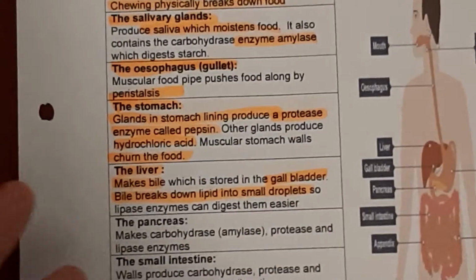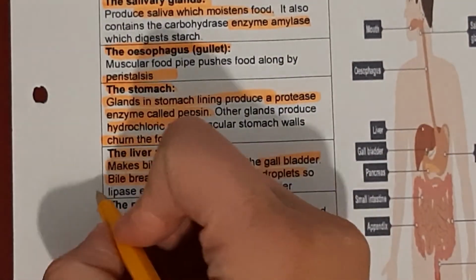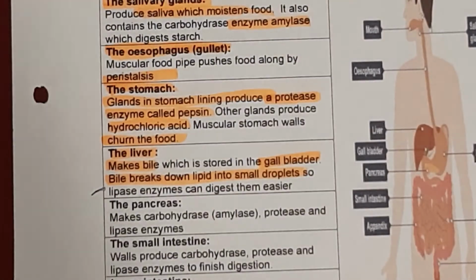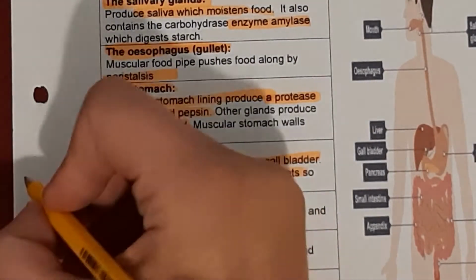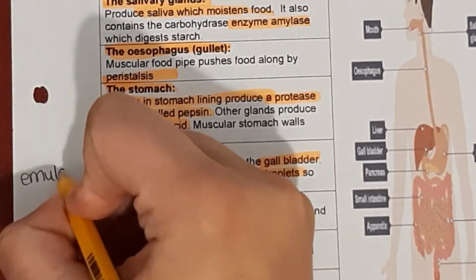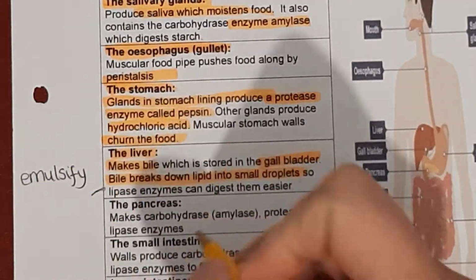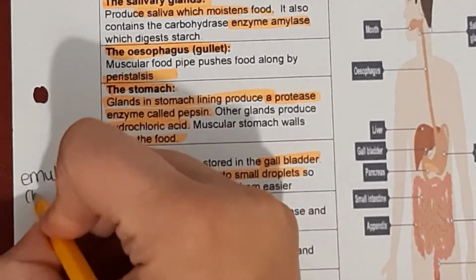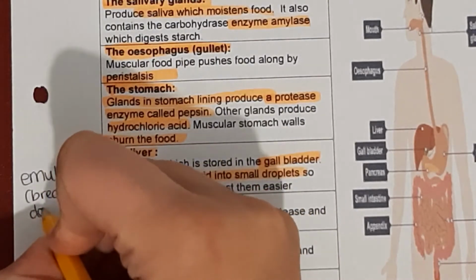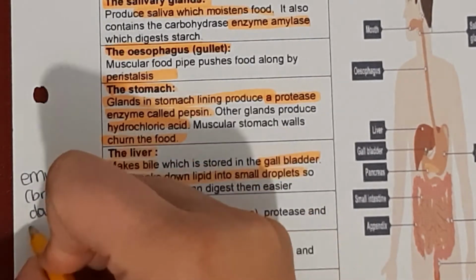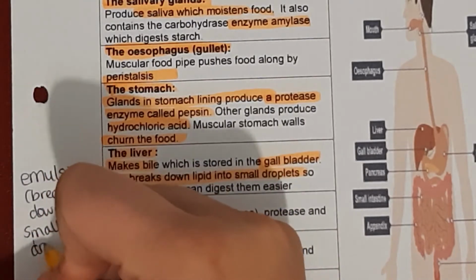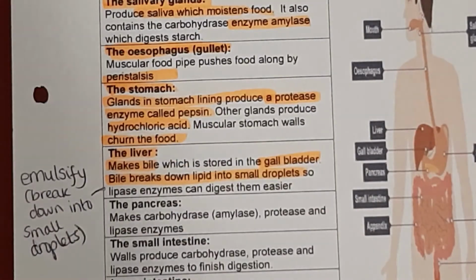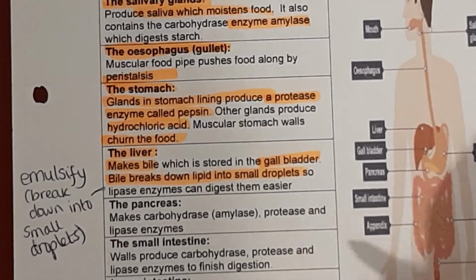Now, this increases the surface area, and this process is called emulsifying. Okay, so it emulsifies fats. So emulsify, so that's break down into small droplets. So that's that process, to emulsify, to break down into small droplets, and that increases the surface area.